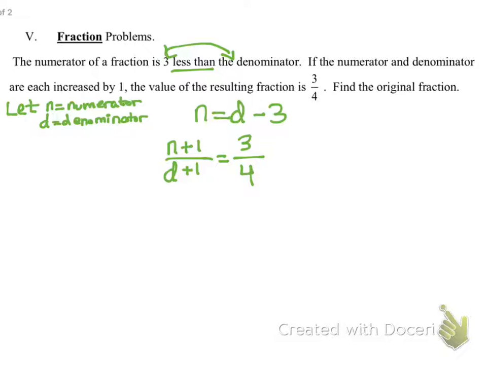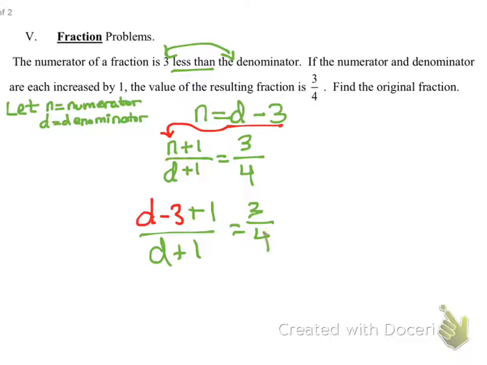So, there are a few things you can do. What I would recommend doing is the easiest. So you have 2 equations, right? The first one and the second one. The first one, n is already by itself. I would probably substitute that right away. I'm going to substitute that in there and get d minus 3 to replace that n, and then plus the 1 that's already there over d plus 1 equals 3/4.